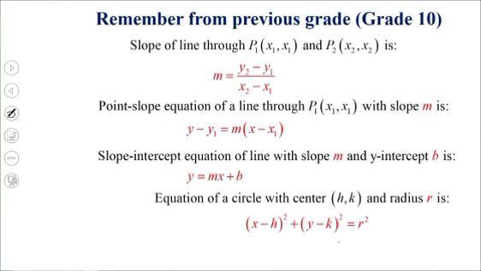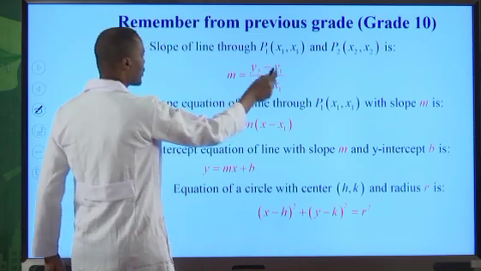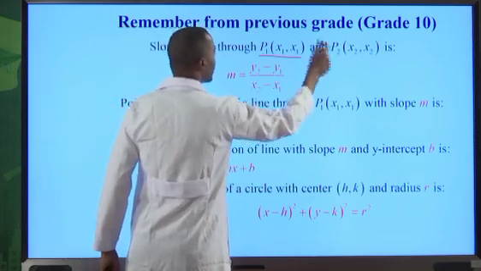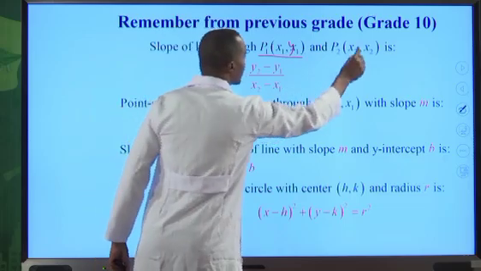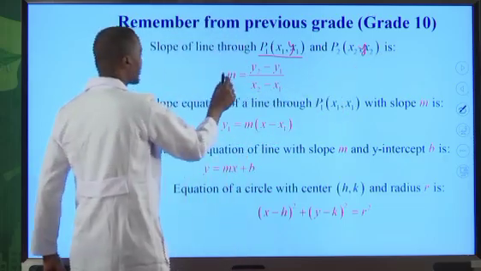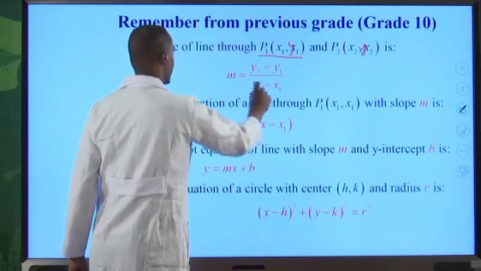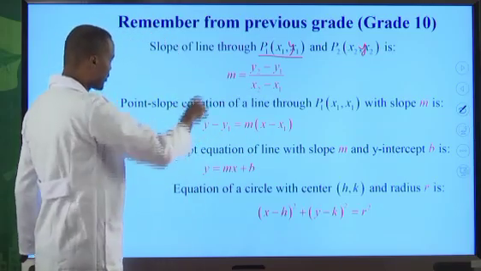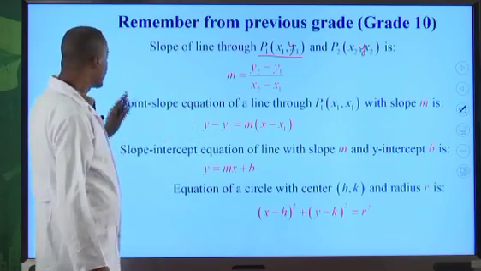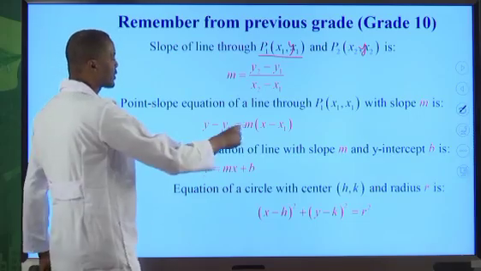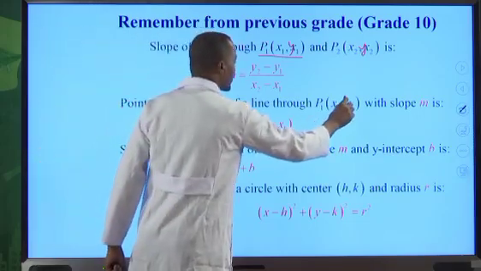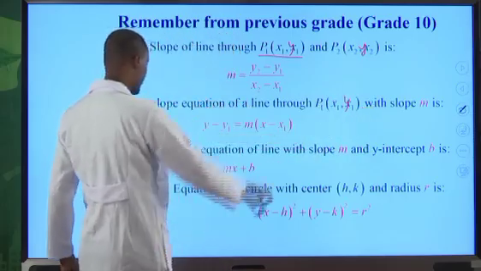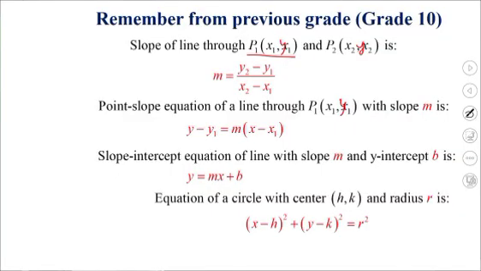After doing so, if we want to find the equation of the line, the slope of a line that passes through 2 points, P1 of x1, y1, and P2 of x2, y2, if that is given, then the slope is m is equal to y2 minus y1 over x2 minus x1. That is the formula for calculating slope. The point slope equation of a line that passes through any point P1, x1, y1, and with the slope m is given by y minus y1 is equal to m into x minus x1. This is a well-known slope formula.